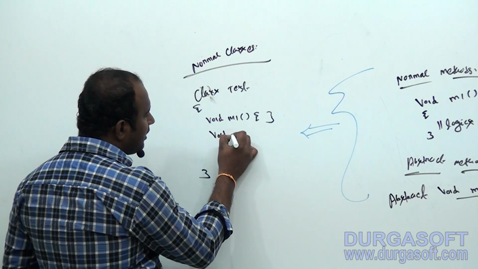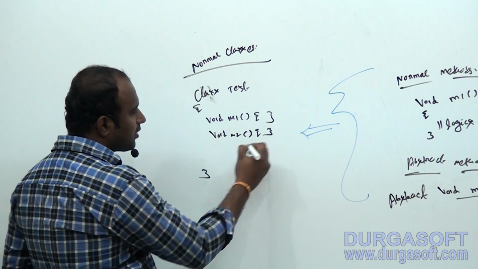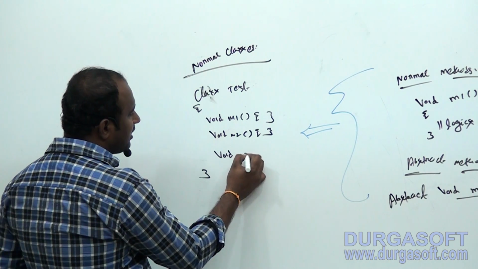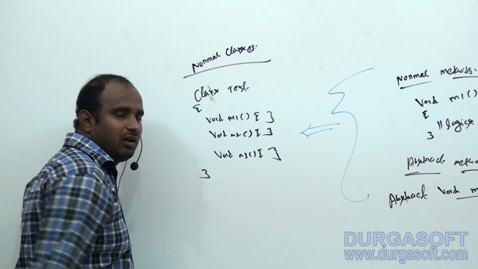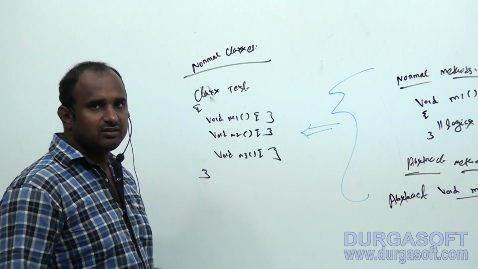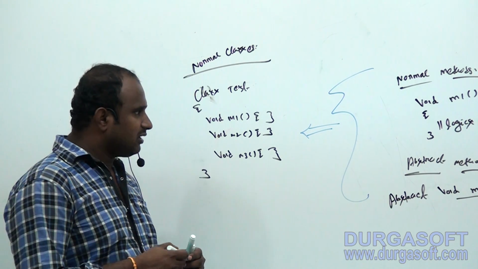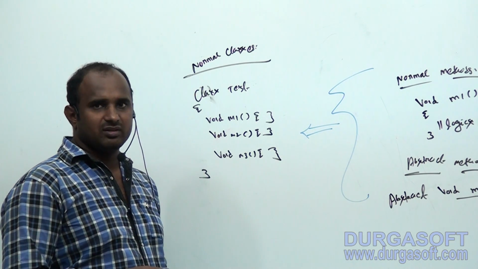I declared a void m2 method. This is also a normal method. I declared a void m3 method. This is also a normal method. Tell me, how many methods does the class Test contain here? Three methods. And here, the three methods are normal methods.